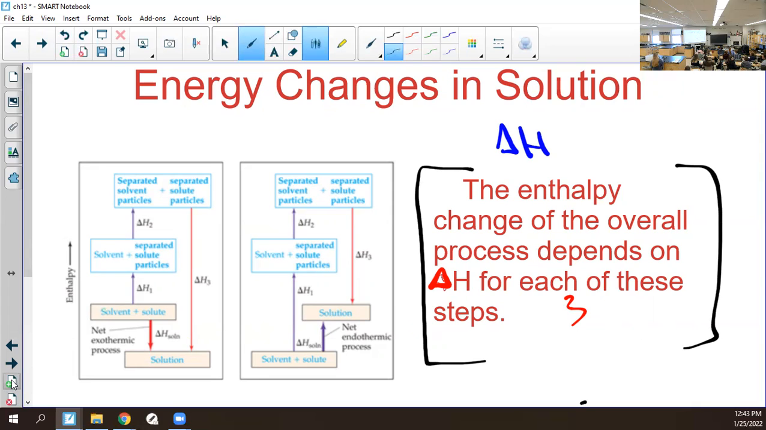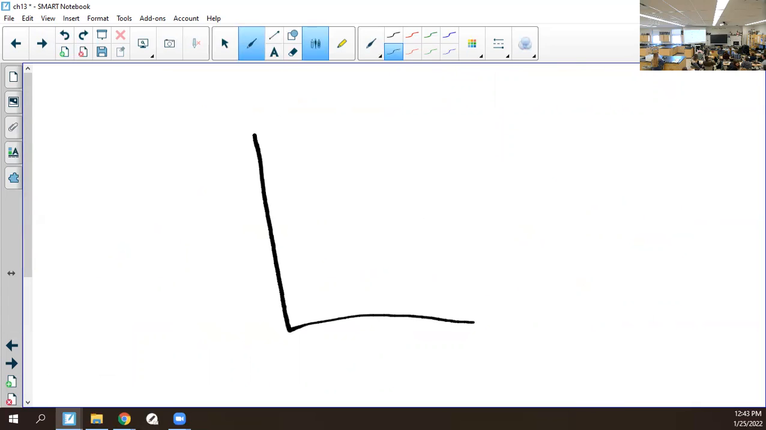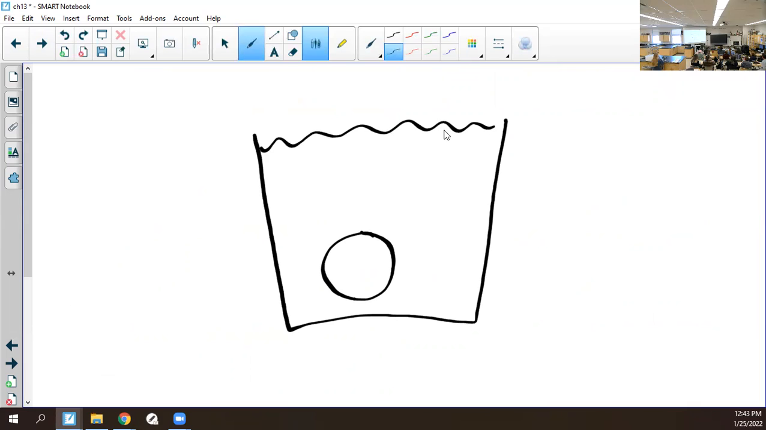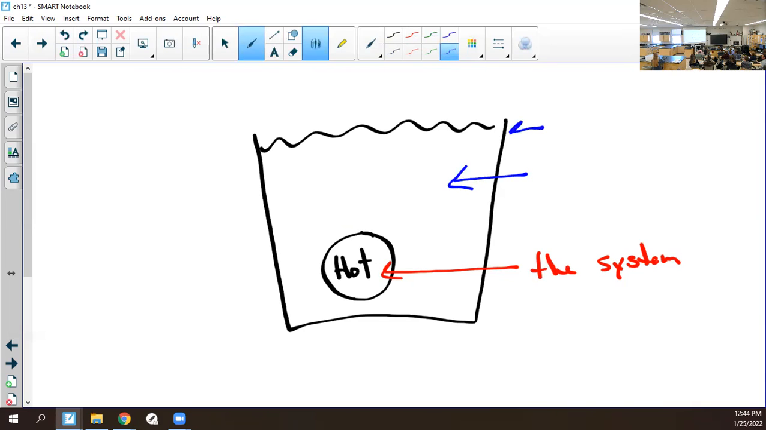Now I skipped a bunch of slides. We're going to talk about them now. It's important that we review what an endothermic and an exothermic process does. You with me? If the ball is hot, we define the ball as the system. Do you remember this? And everything else are the surroundings. You with me so far? Yes. Okay. If I put a hot ball, let me make that red.